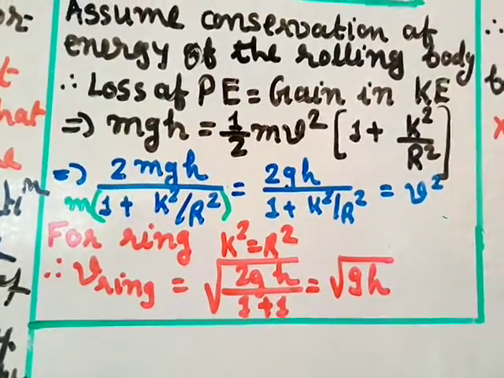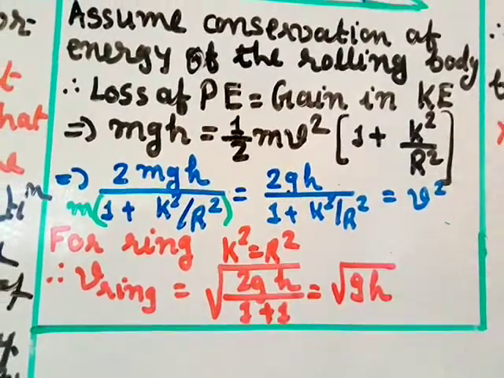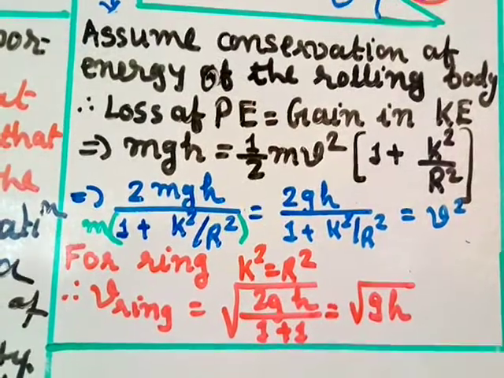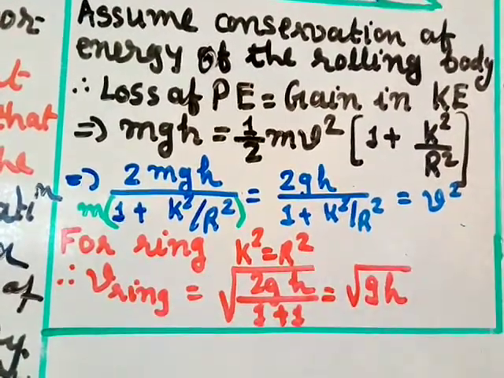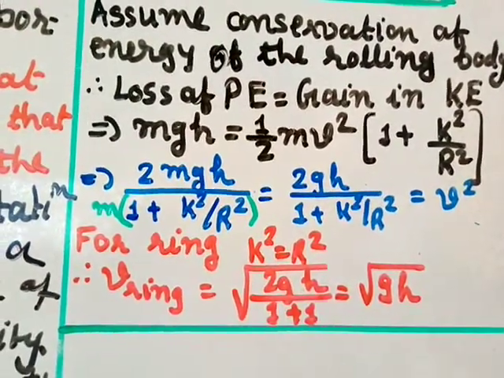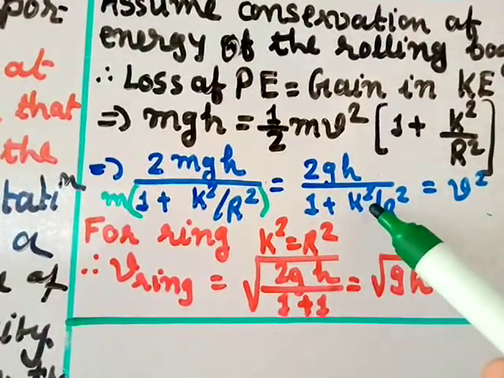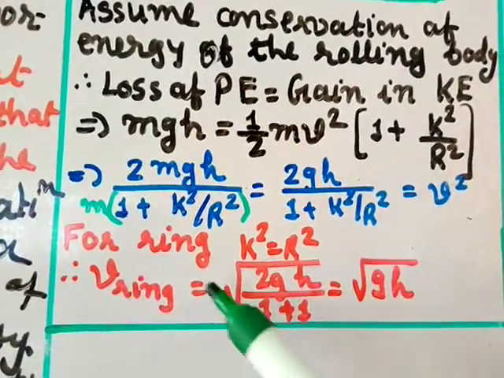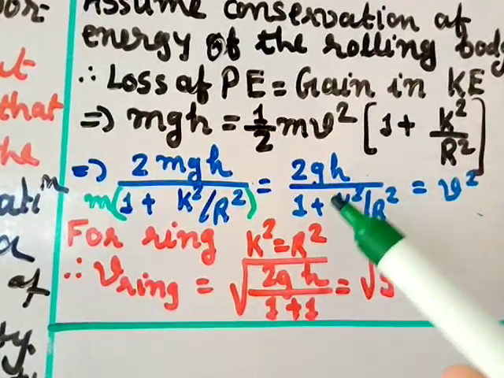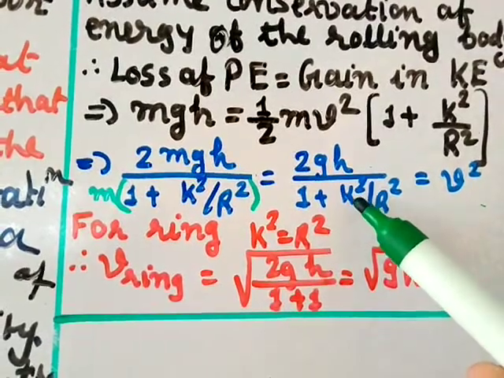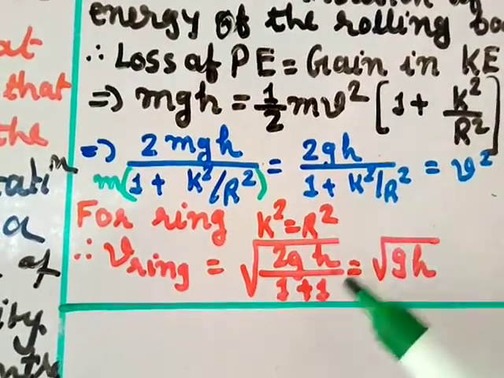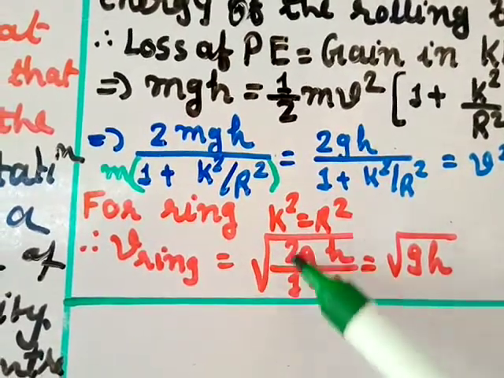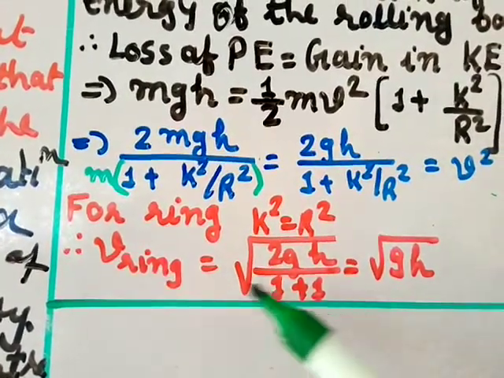Now for the ring, k square is equal to r square. K is the radius of gyration for the corresponding body, so here k square is equal to r square for a ring. So here v ring equals the square root of 2gh divided by 1 plus, if you put r square for k square, r square by r square is 1, so I put here plus 1, right? So 1 plus 1 is 2, that 2 will cancel with these 2, so what you get is the square root of gh. So this is the velocity of a ring.